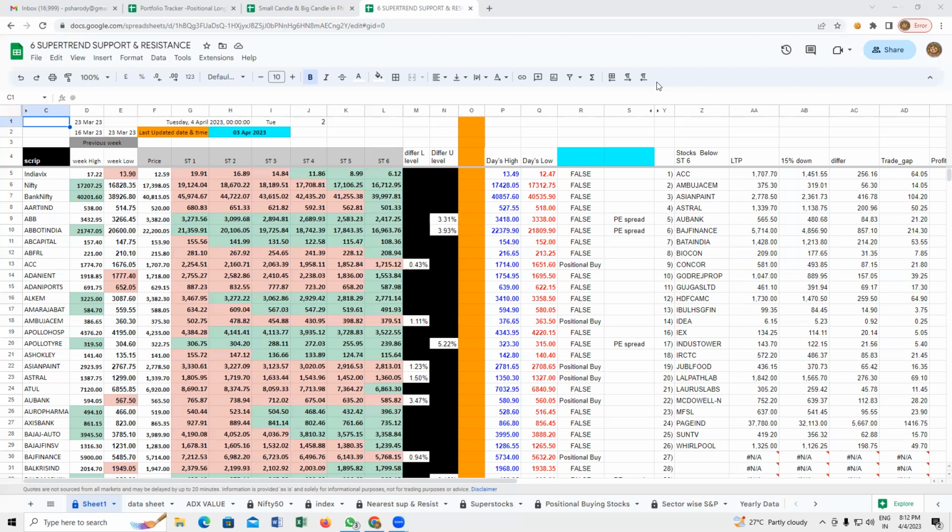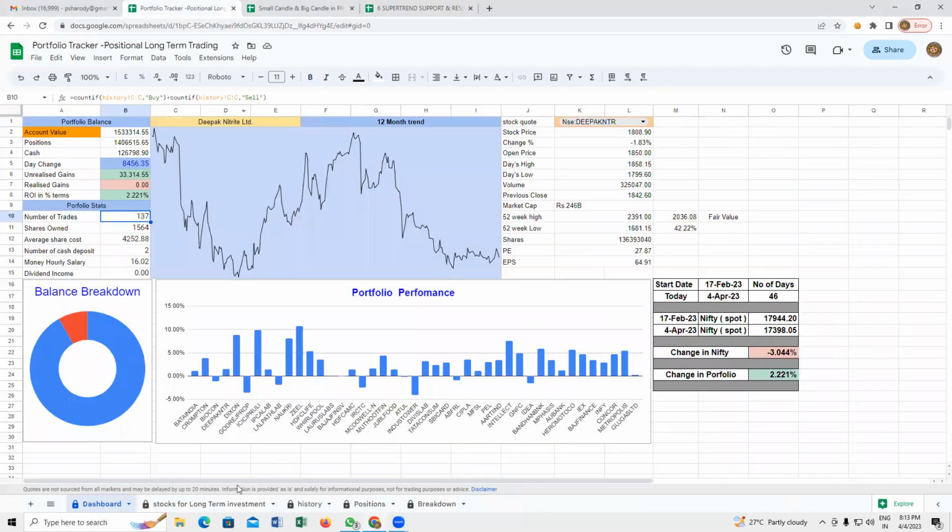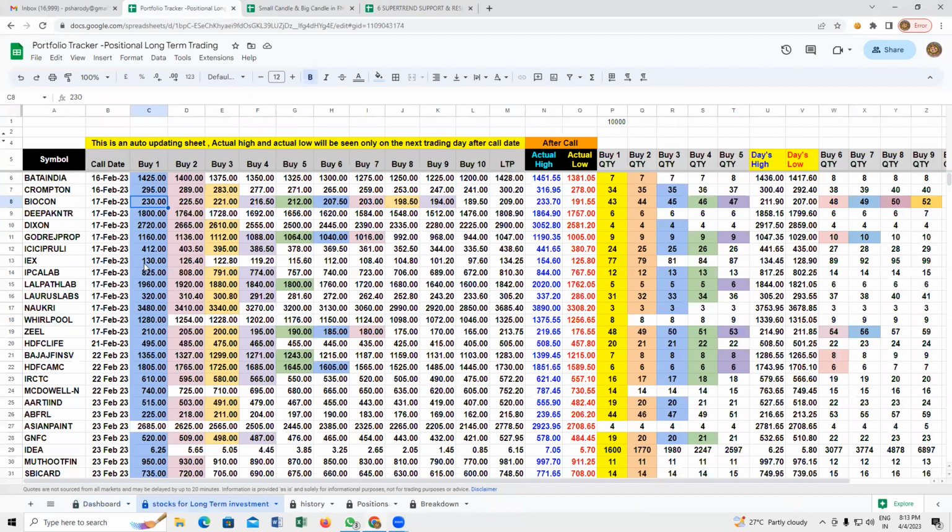The general movement below the 6 super trend is around 15%. That means if a stock falls below the 6 super trend, you can expect an additional 15% fall from that level. So we can plan our trade in a systematic way. These are the stocks which have come in below the 6 super trend, and this is the date on which the script has fallen below the 6 super trend.